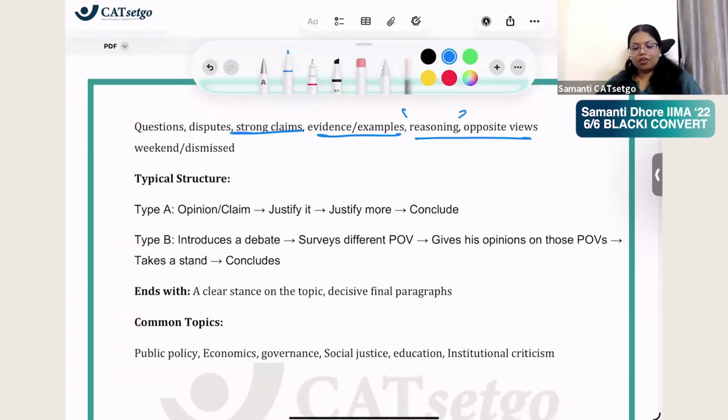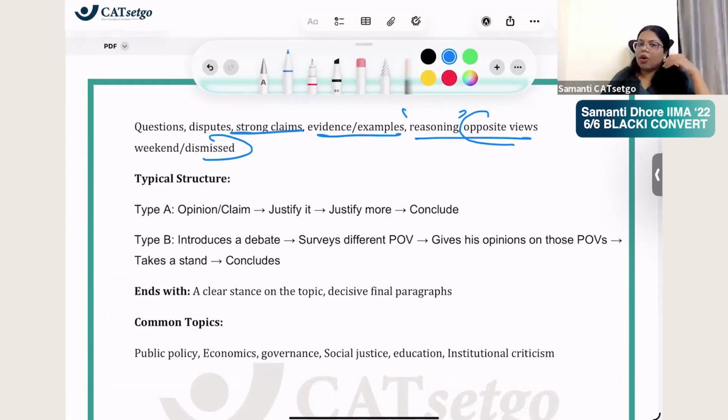There's a lot of reasoning. There are a lot of opposite views dismissed. Like, the author will acknowledge the negative views. Let's say the author wants to write about how PM Modi was the best prime minister India ever got, for example, right? And the author is like, it was a successful governance and I believe in it, right?